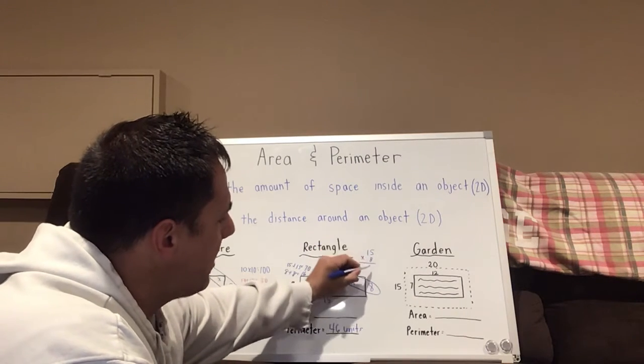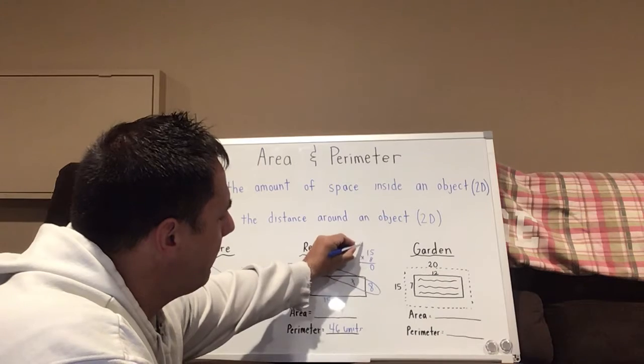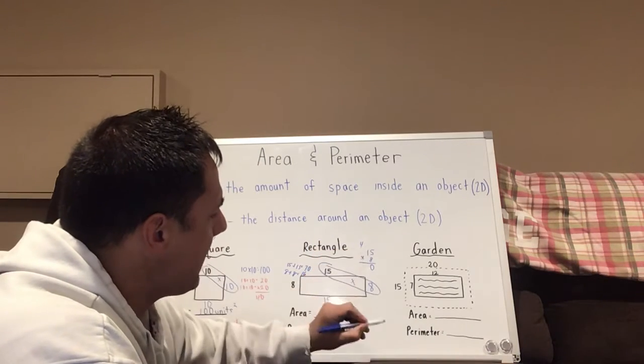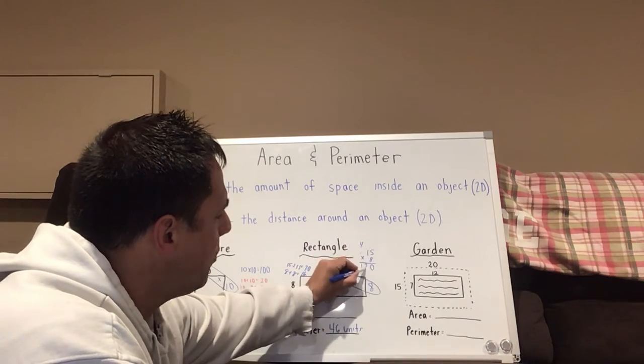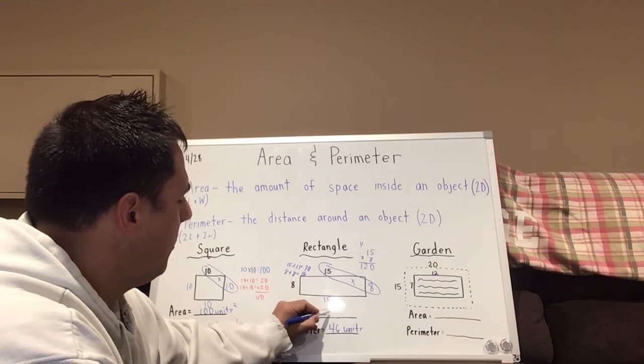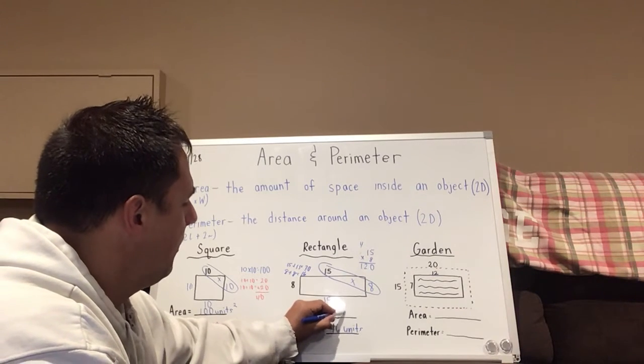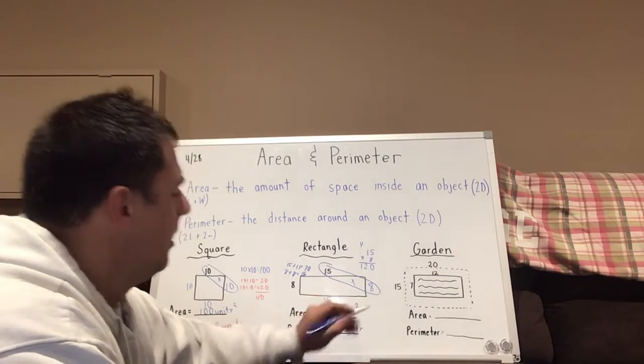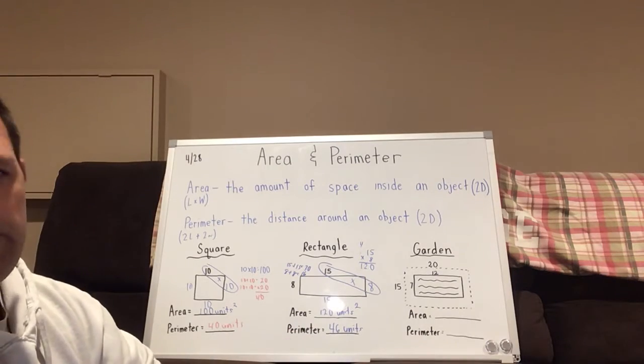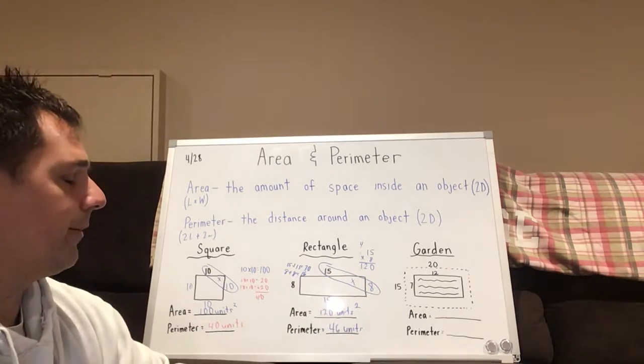So I know that 8 times 5 is 40, so I carry the 4. 8 times 1 is 8, and I add 4, is 12. So then my answer would be 120 units squared.